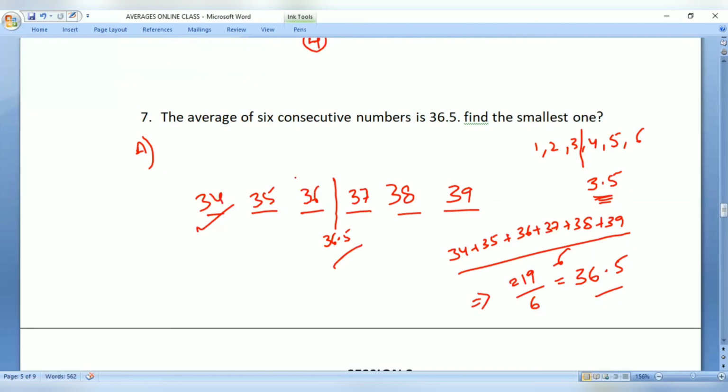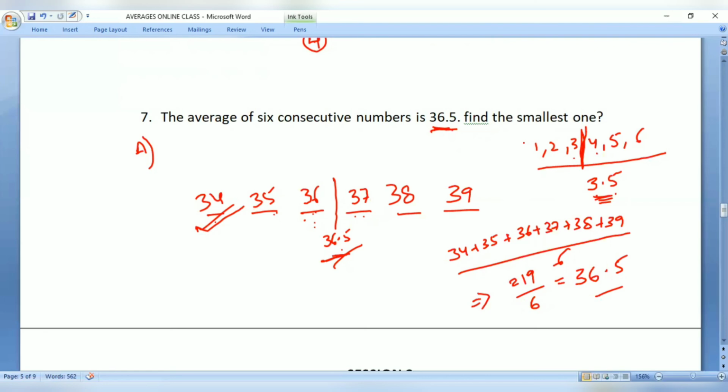So the average of 6 consecutive numbers means 6 blank places I have written. Then they are saying the average is 36.5. From our previous discussion, whenever there are an even number of values, the middle value is considered as the average for that series. Since between 3 and 4 the average is 3.5, in our problem 36.5 is written. Before 36.5 there is 36 and after there is 37. In between 36 and 37 only 36.5 comes, right? So we identified 34 as the smallest one.